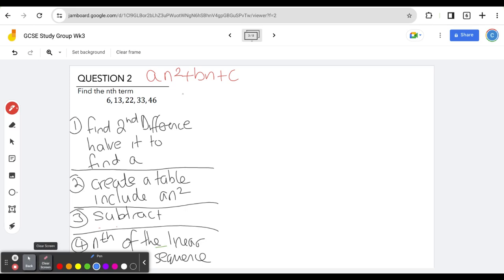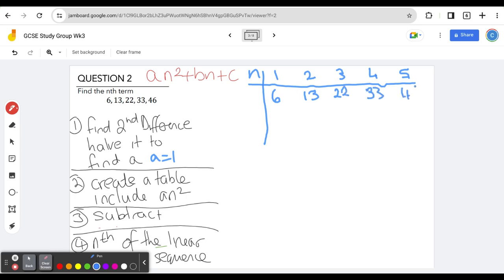Okay, here we go. So we have A is 1. So here is our table. It looks like this. They've given us 5 terms here. Term 1, 2, 3, 4, and 5. We're going to write them out here: 6, 13, 22, 33, and 46.